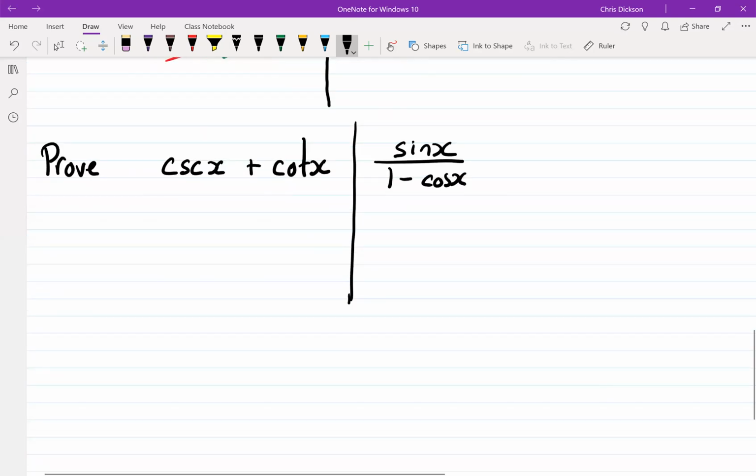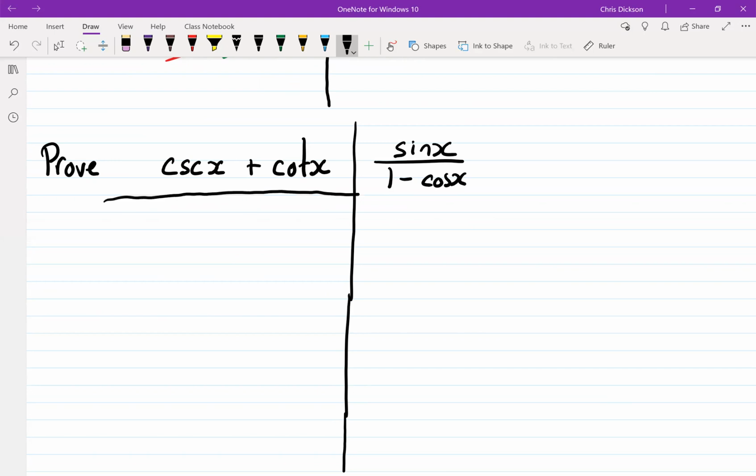Okay, so we got this statement that has a left side that's got some cosecants and cotangents, and a right side that actually has sines and coses already. And so once again, I would choose a side. Now, the right side does look a little more fancy because it's got a fraction. But really, I've got sines and coses already, so I'm leaning to the left side again.